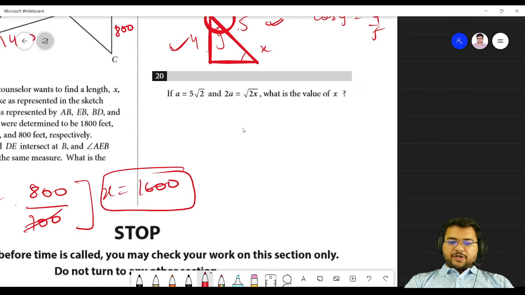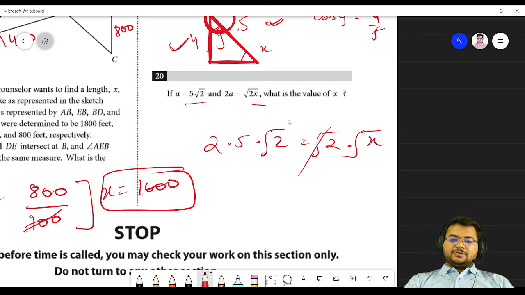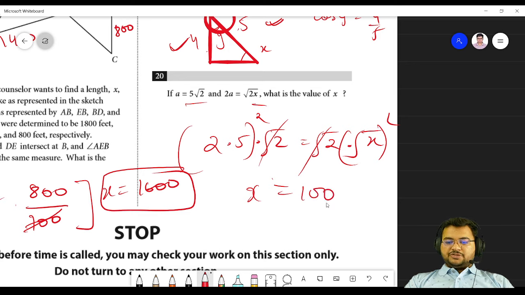Okay, what is the value of x? So what we will do is compare both of these, and I can write 2 into 5 into root 2 equals root 2 times root x. Now I can cancel this root 2 on both sides. I will square both sides, and x will be equal to 2 times 5 square, which is 100. That is 10 square, 100.